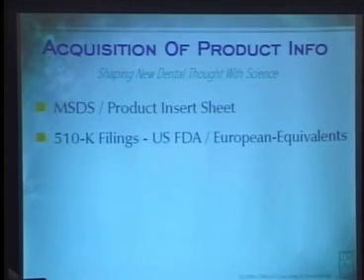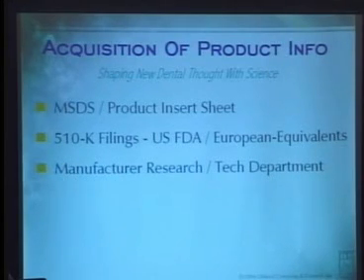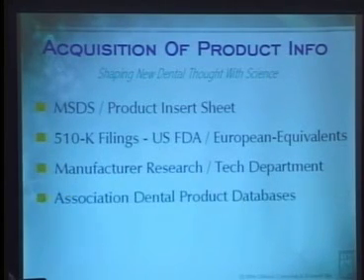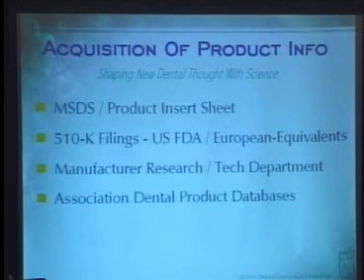We then go to the 510K filings or the European equivalents, where they tell the government what's in the product and what it's similar to. We then go to the manufacturer's research or tech department. We have gone through some product databases, which are paid subscriptions. You can find out what's in it. I promise you that these are not cheap. We invest about $20,000 a year to belong to these organizations. It's necessary for us to be able to accurately work with these products.